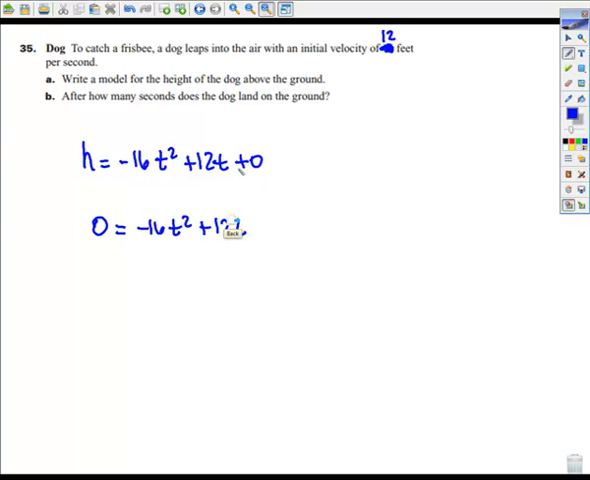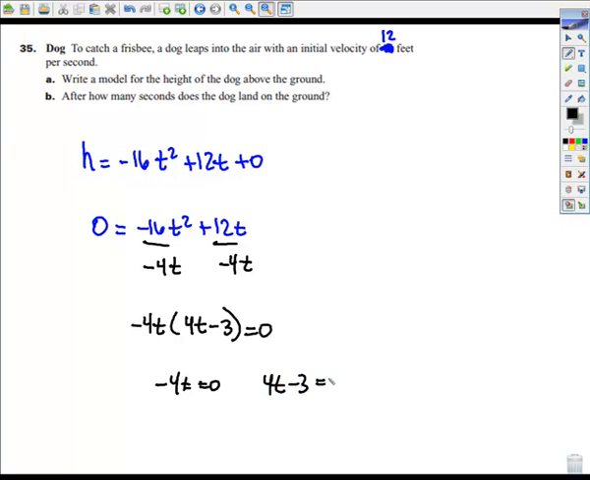Notice even in the last problem I didn't write the final 0 because I don't need it. My common factor here is going to be a negative 4 and a t. So when I factor that out, negative 4t, this gives me a 4t, and this gives me a negative 3 equals 0. So negative 4t equals 0, and 4t minus 3 equals 0. So again, t would equal 0, but it's irrelevant because we know the dog is already on the ground. And here I'll add 3 and divide by 4. So in 3/4 of a second, the dog is right back on the ground.